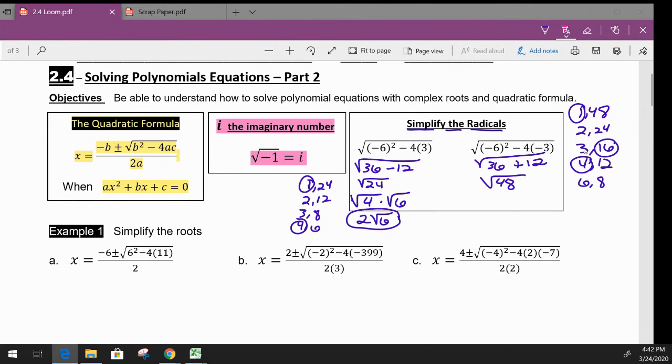I don't know if I can highlight. Nope, I can't highlight that. So let's use bright pink. Okay, so this 16 is the largest factor of 48 that is a perfect square.